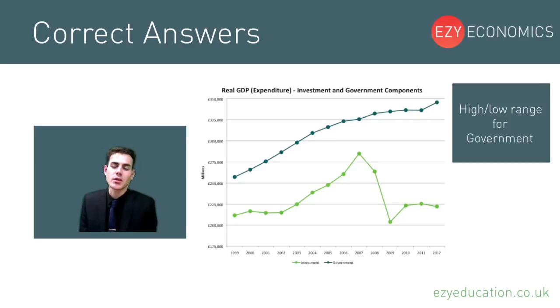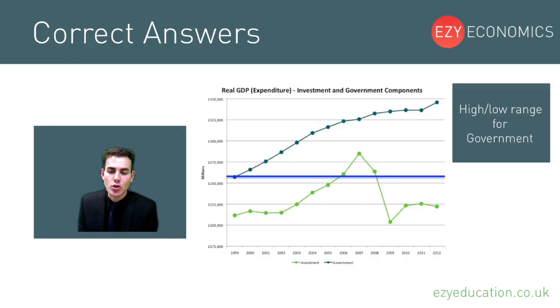Okay, so in this question we were given a chart that compared investment and the government expenditure components for calculating real GDP when using the expenditure approach. The first statement we had was the high-low range for the government. That's just asking us to evaluate the range in which government expenditure fluctuated between, from its lowest point to its highest point. So let's evaluate what its lowest point was.